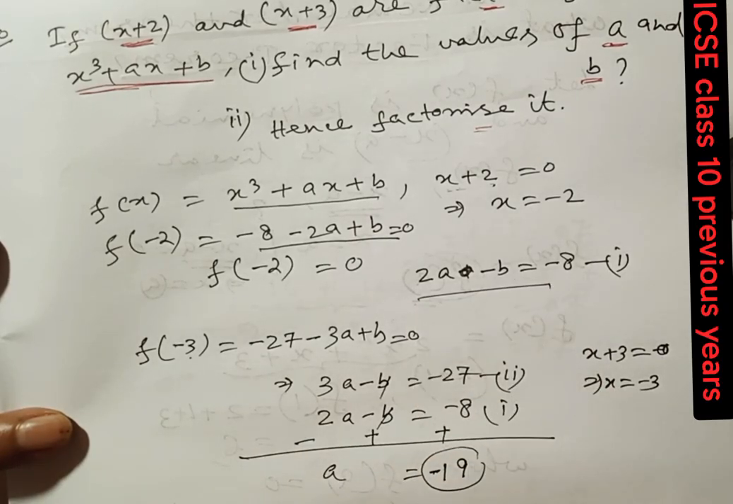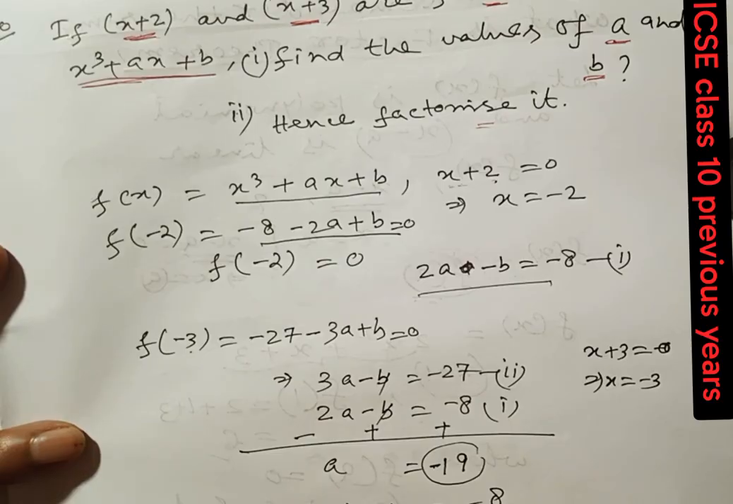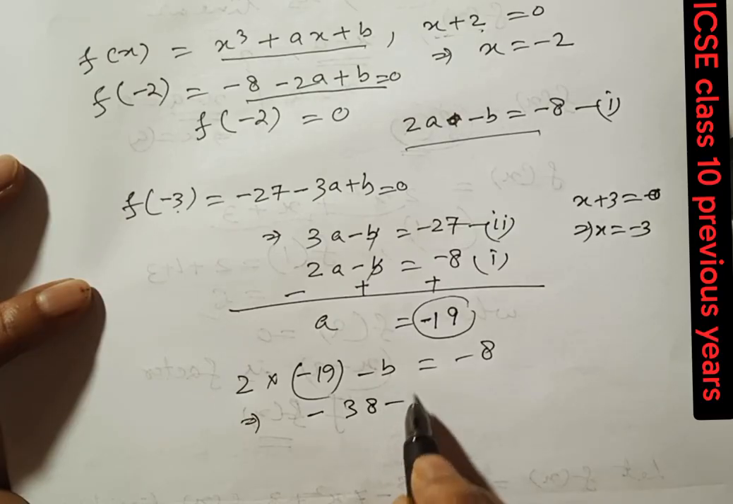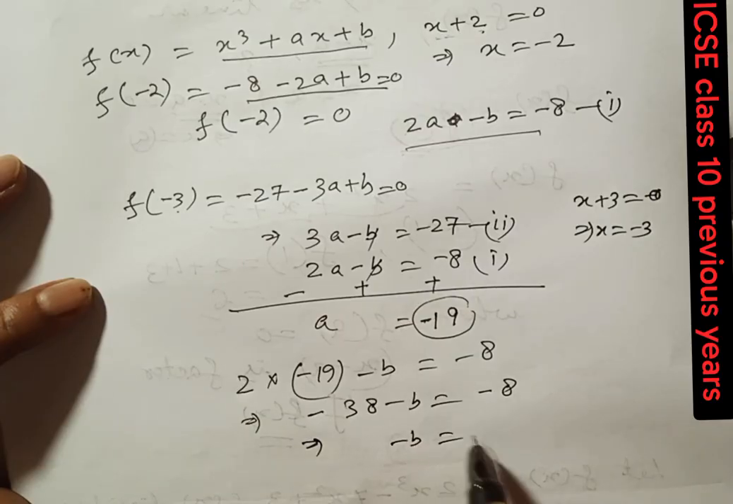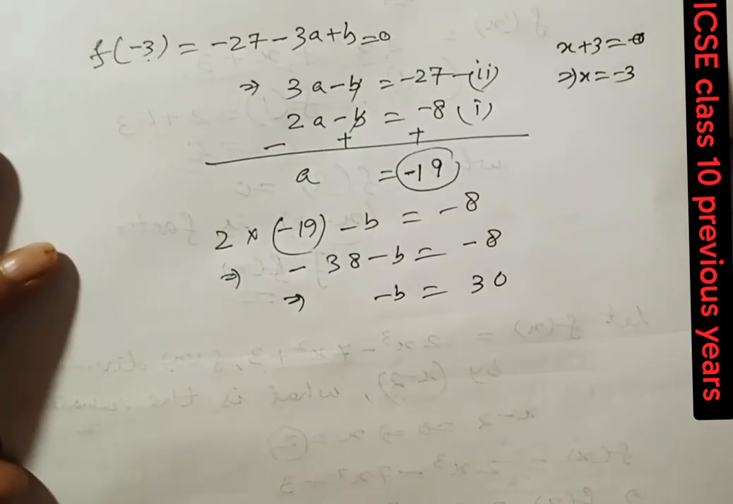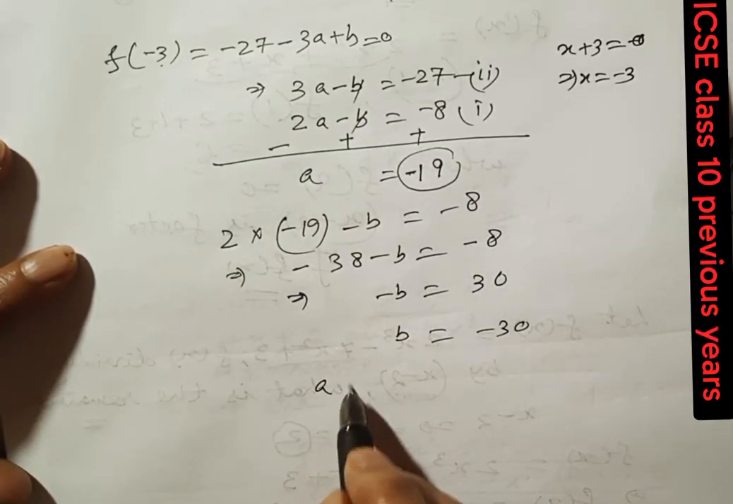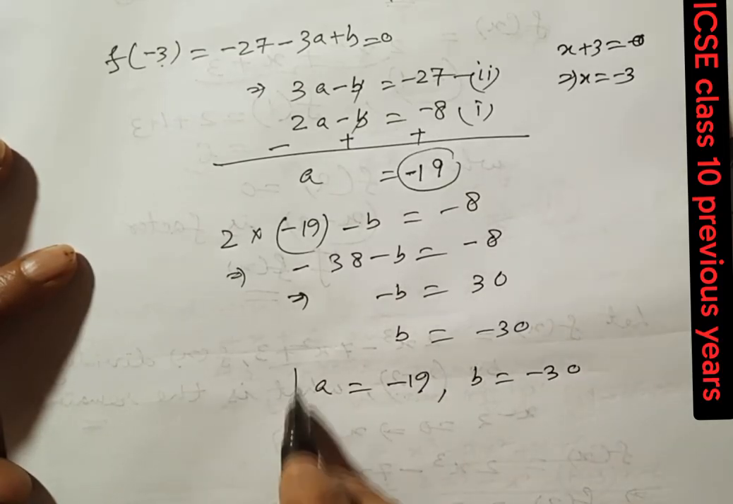I put a equal to minus 19 in equation number 1. So 2 multiplied by minus 19 minus b equal to minus 8. This is minus 38 minus b equal to minus 8. So minus b equal to 30 and b equal to minus 30. So our a equal to minus 19 and b equal to minus 30.